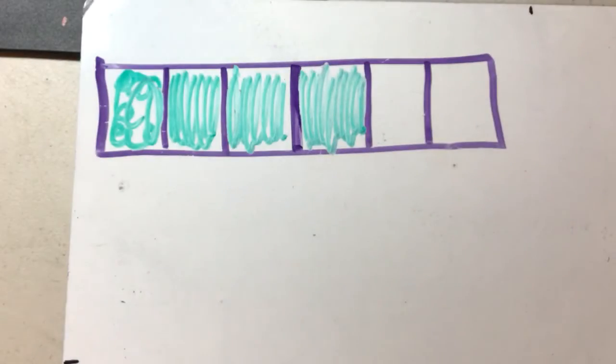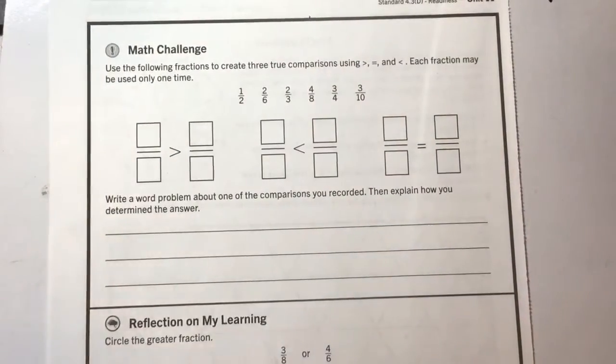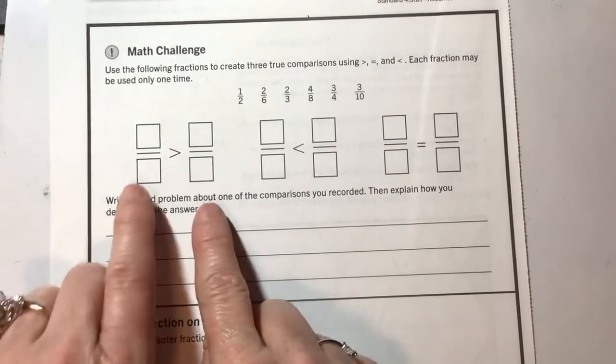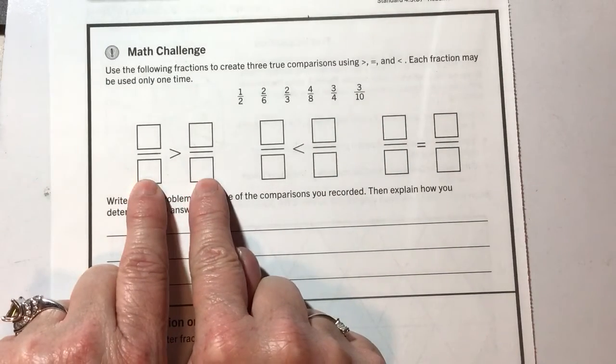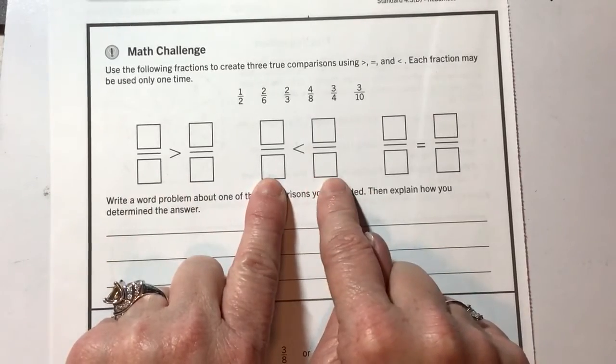All right, so now we're going to be looking at this page right here. This is an extensions page, which means thinking beyond, maybe even out of the box, but it's really not that hard. Math challenge. All right, here is your challenge. Use the following fractions to create 3 true comparisons using greater than, equal to, and less than. Each fraction may be used only one time. So I have to use these fractions here, and I have to create 3 true statements. Something is greater than something, something is less than something, and something is equal to something, just using these fractions.